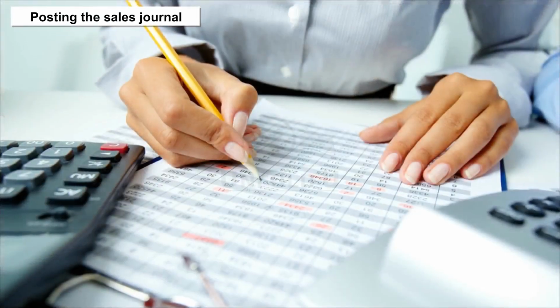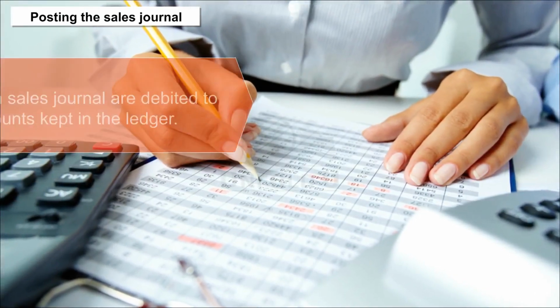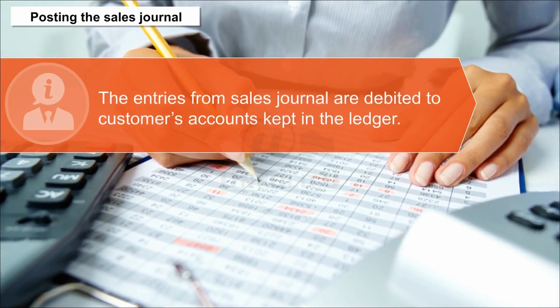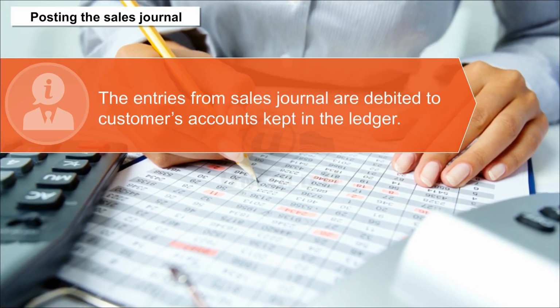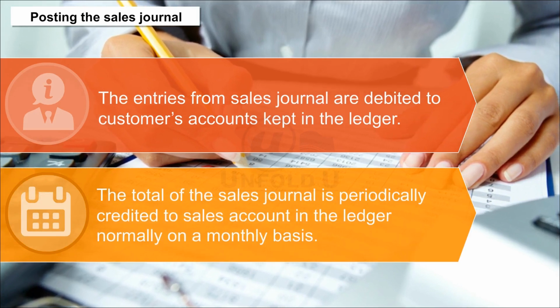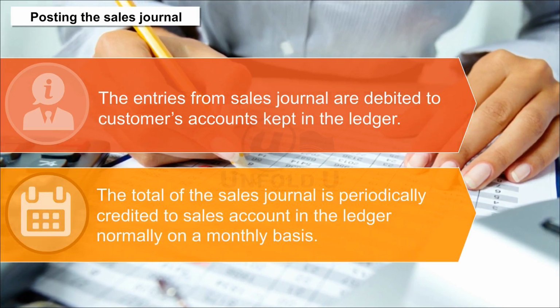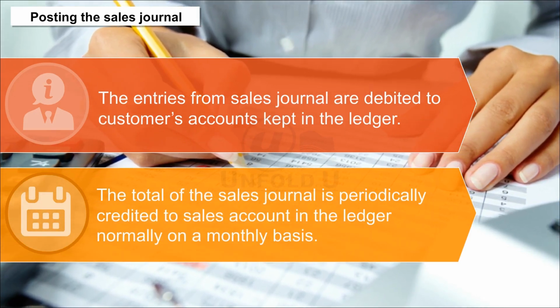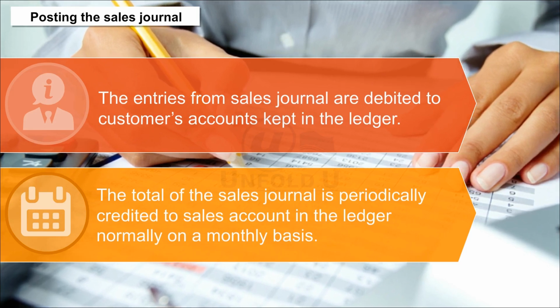Posting the sales journal. The entries from the sales journal are debited to customers' accounts kept in the ledger. The total of the sales journal is periodically credited to the sales account in the ledger, normally on a monthly basis.